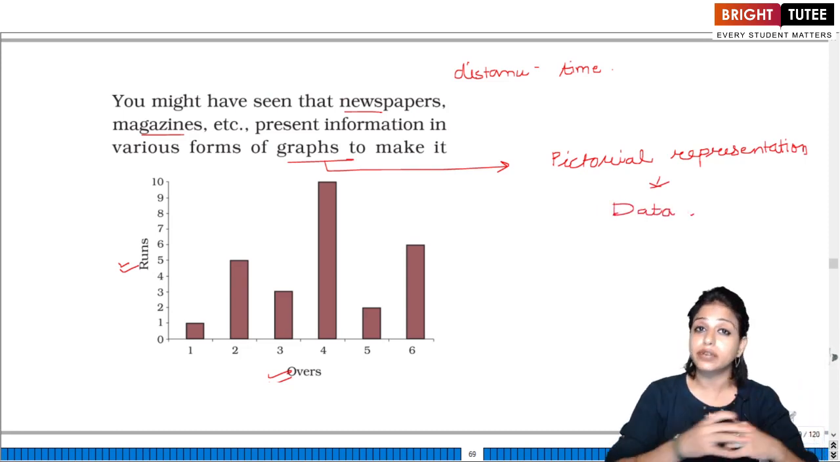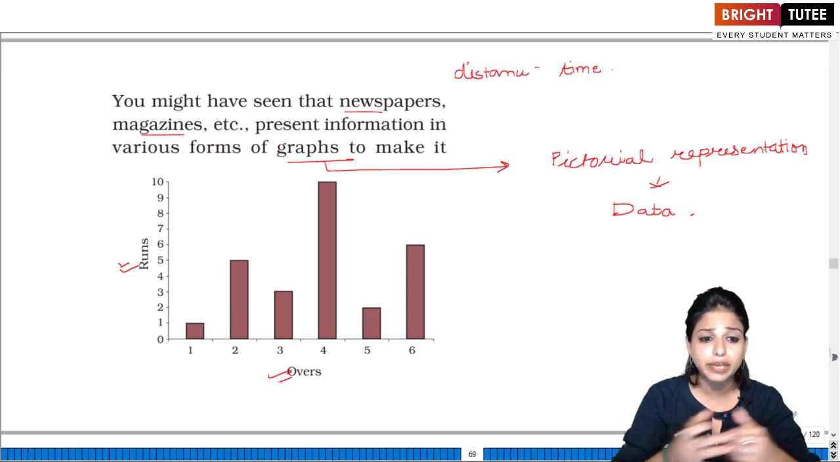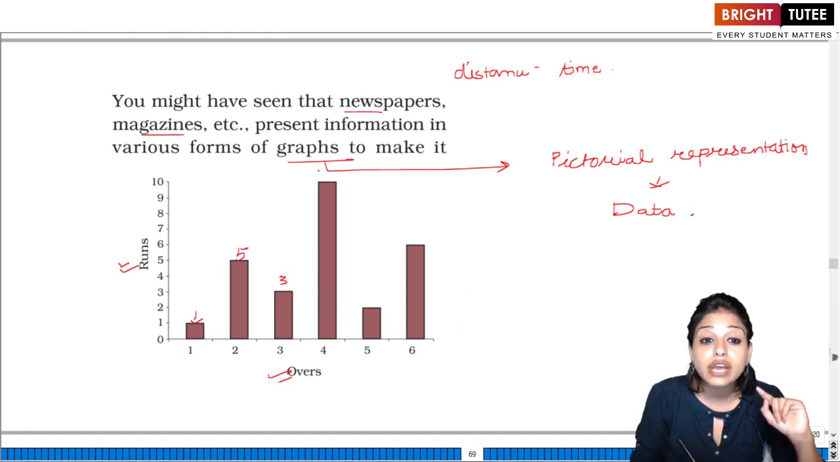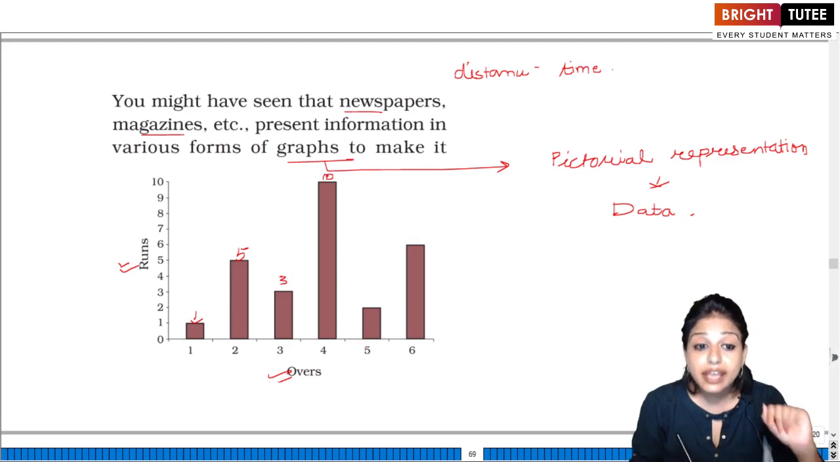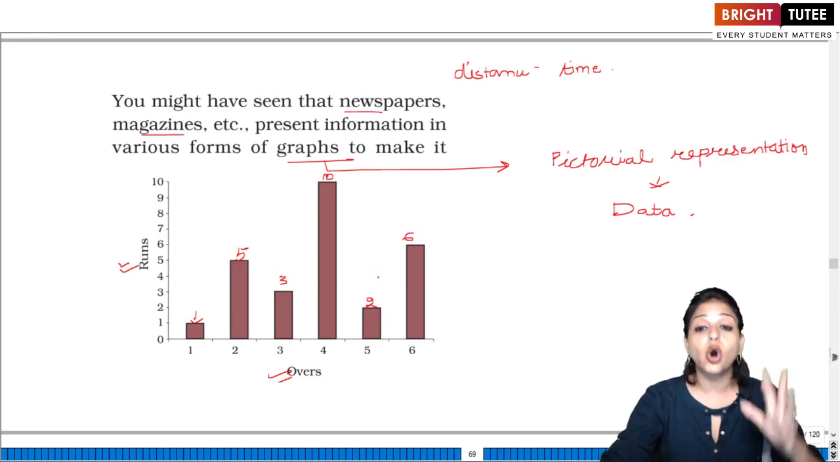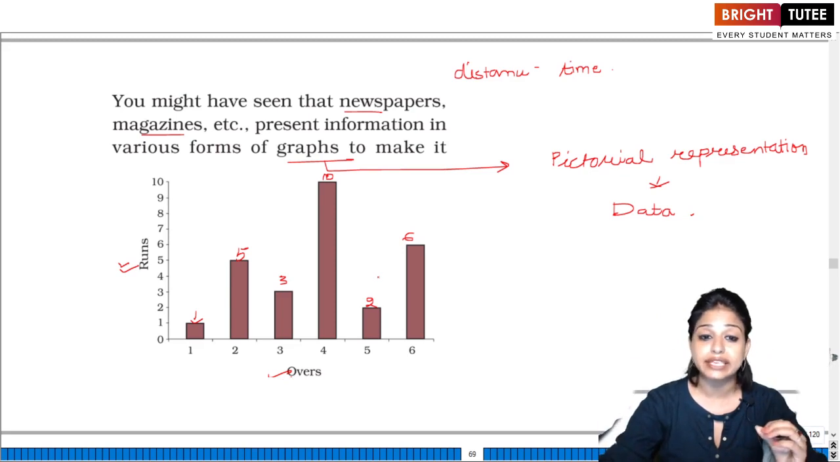When we are talking about a cricket match, we have to see how many runs are scored per hour. So we can draw it by a bar graph. Looking at the bar graph, it becomes very easy to read the data. For example, in the first hour, only 1 run was scored. In the second hour, 5 runs were scored. In the third, 3. In the fourth, as many as 10 runs. In the fifth hour, again 2 runs. And in the sixth, 6 runs were scored. So by the bar graph, we can read the data in a very easy form.